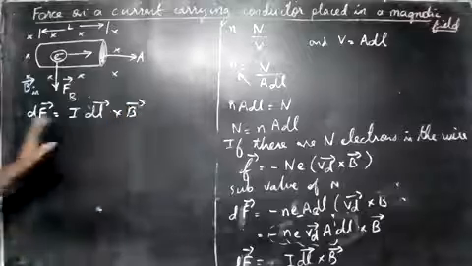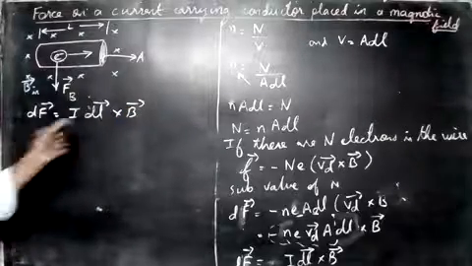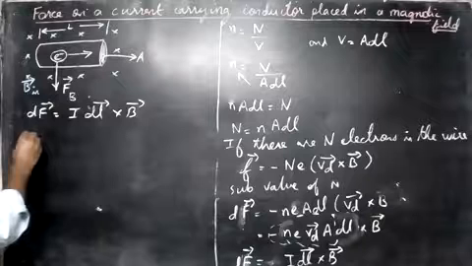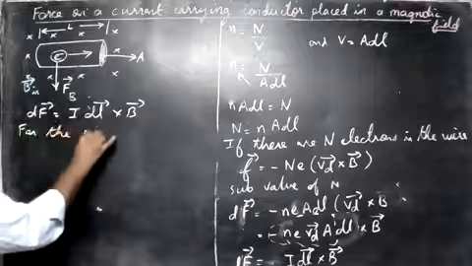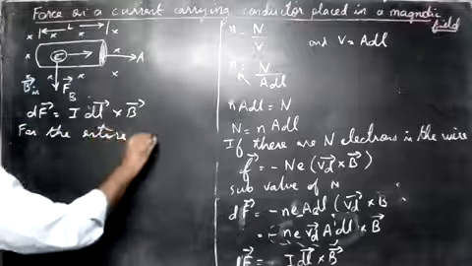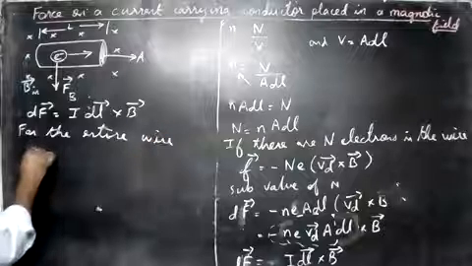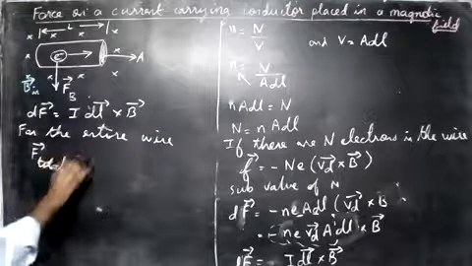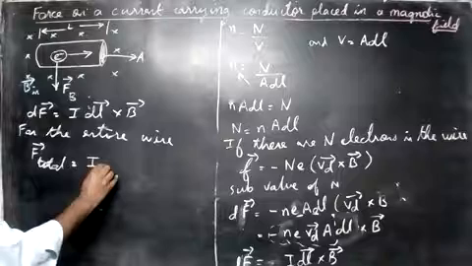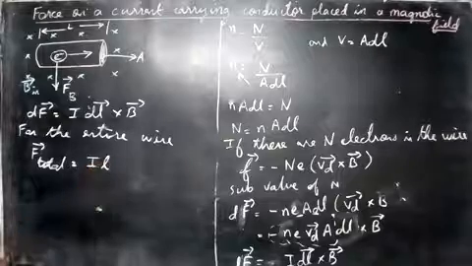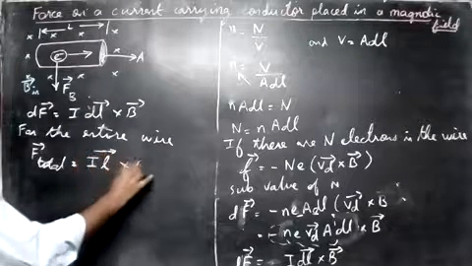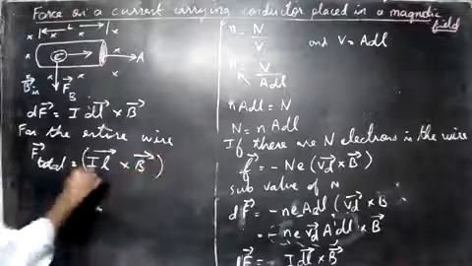So this is the force here, but this is for a small length only. But you take the full length, that is L. What happens now? So we get here for the entire wire, what is the force? For the entire wire, the force F, or the total force, is equal to I L, you can write small l itself, I L vector cross B vector. This is what we get.